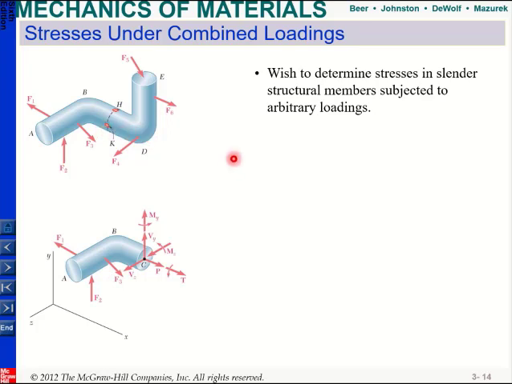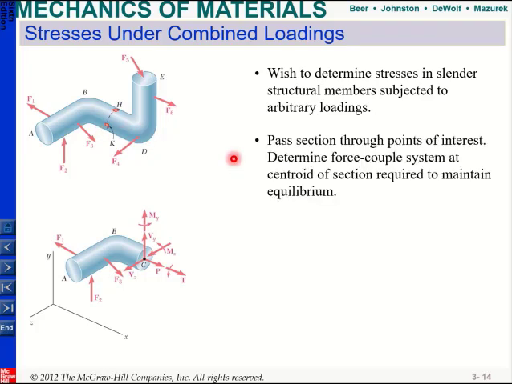So in order to do this, first what we need to do is cut where these points are. So when you cut it, okay, so this is my cross section, and this has to be in equilibrium. So which means that I need to find a force couple system at the centroid to maintain equilibrium. Okay, so either you can write your equilibrium equations on this side, or when you have these forces, you can carry these forces to the centroid and also their effect.